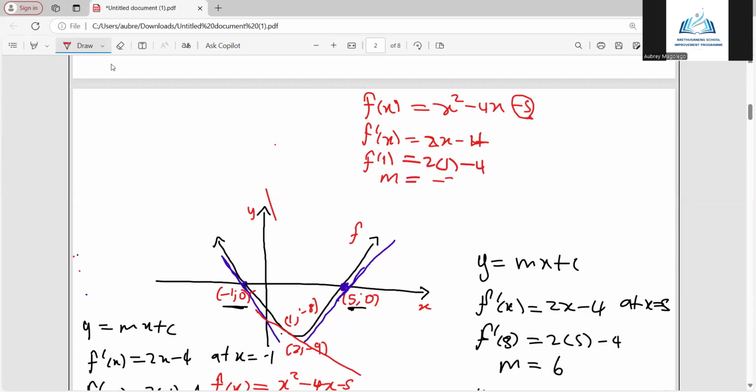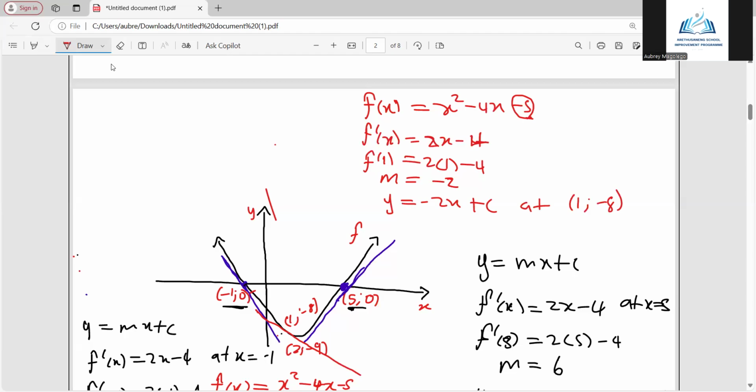Now we need to find the y-intercept, which is the value of c, because we know the equation is y equals negative 2x plus c. We already know the gradient because we found it. We need the point of contact to find the value of c. We are given that point, which is 1 and negative 8. So we're just going to say at 1 and negative 8, wherever I see x, I'm just going to substitute 1, and y as negative 8.